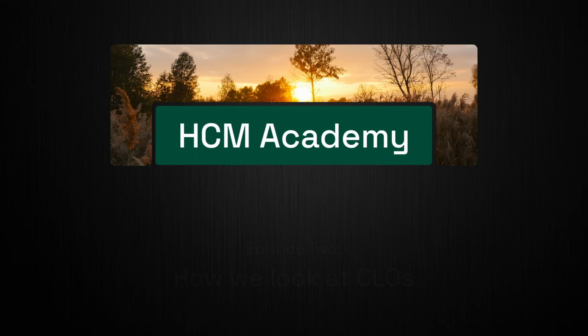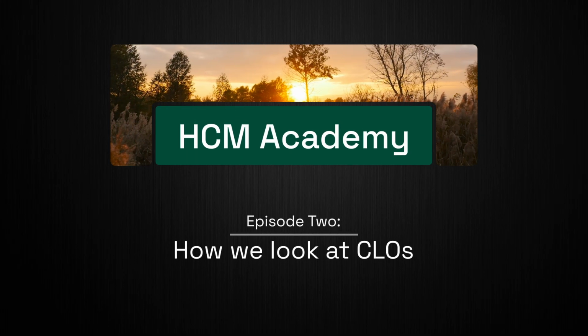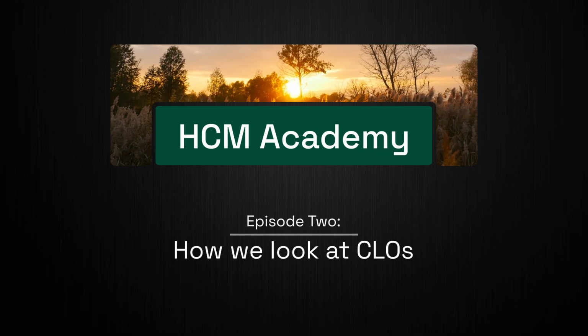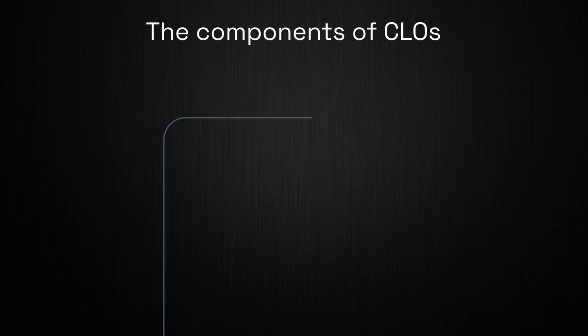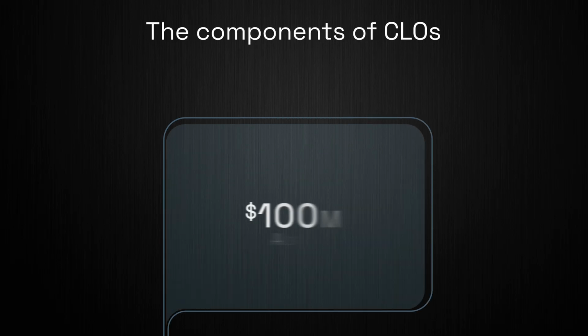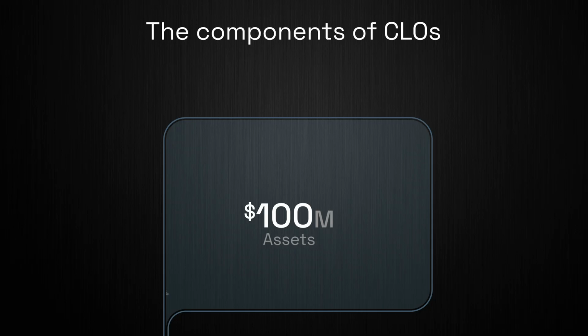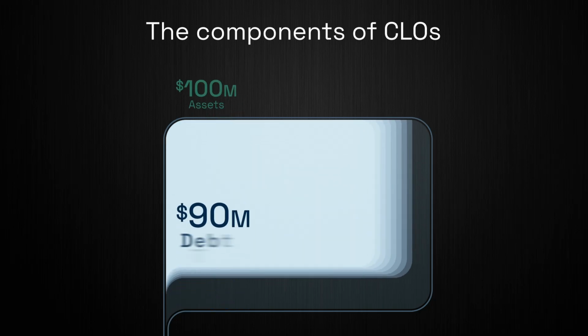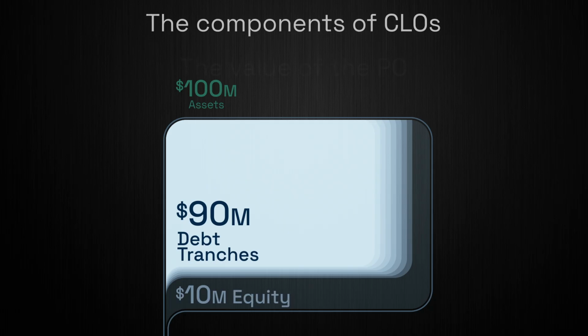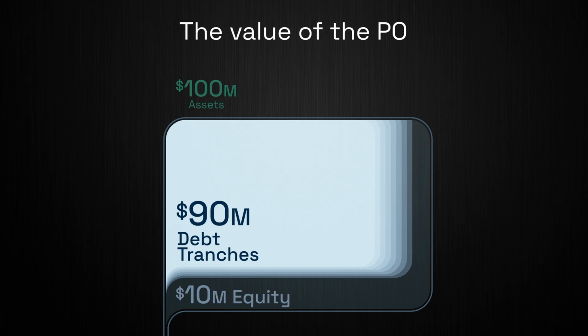In this video, we demonstrate how Hildene applies its investment paradigm to CLOs. We can begin to understand the components of value in a CLO. Here, we have a loan collateral pool worth $100 million, with $90 million of it sliced up as debt tranches and the remaining $10 million as the equity. This is the value of the PO, where PO stands for principal only.